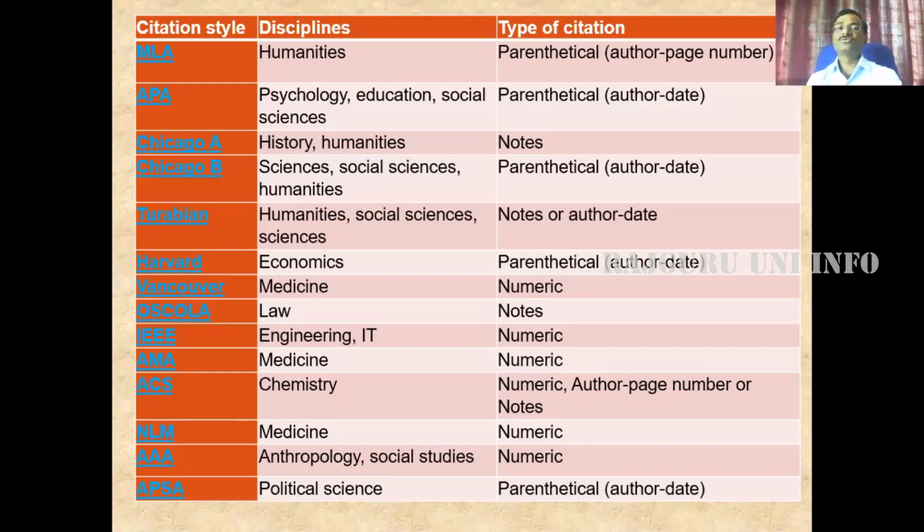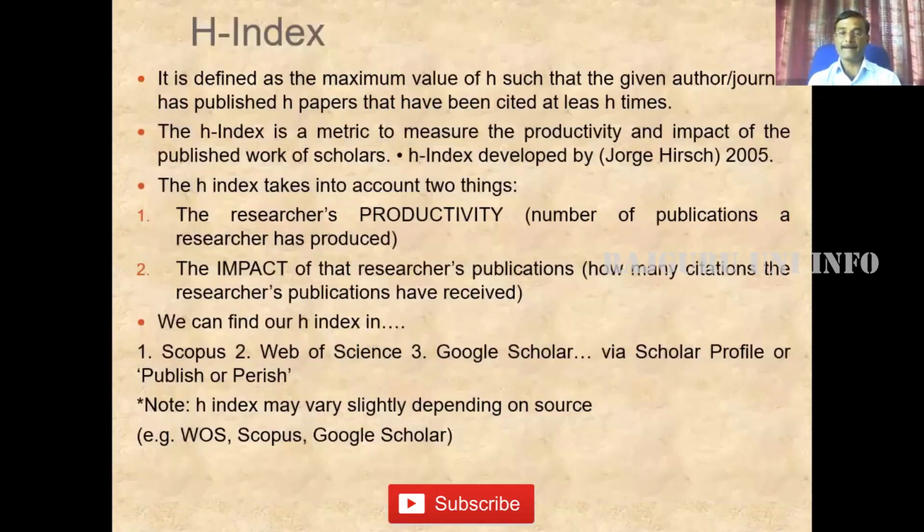And Turabian style applies to the disciplines of humanities and social sciences as well as sciences, and even notes and author-dates are going to be used. And the same list goes with Harvard, Vancouver, OSCOLA, IEEE, AMA, ACS, NLM, AAA, APSA, and so on. All these citation styles are related to different fields of disciplines, and they have specific kinds of citation as shown in the particular slide here.